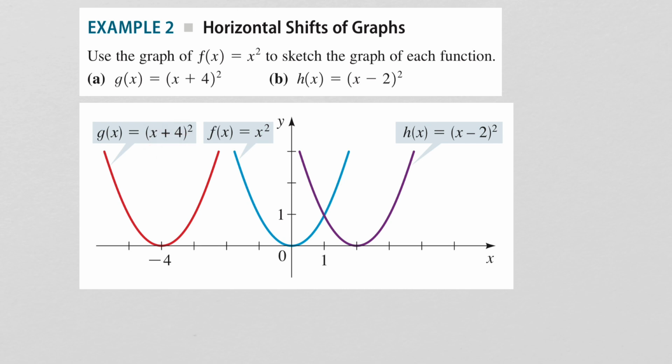And so x plus 4 quantity squared is going to be this graph here. So notice that that is just the basic graph x squared, but shifted to the left 4 units. The other function, x minus 2 quantity squared, is going to be this graph shifted to the right 2 units.